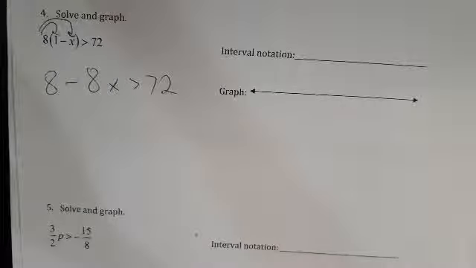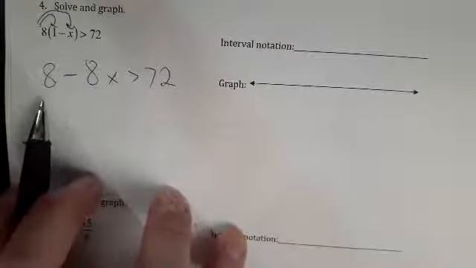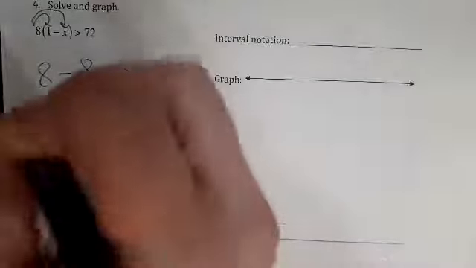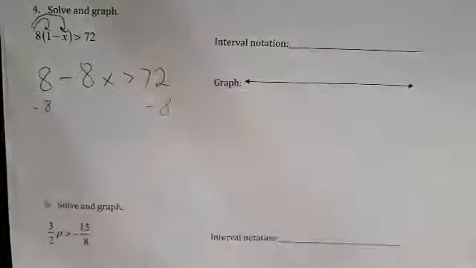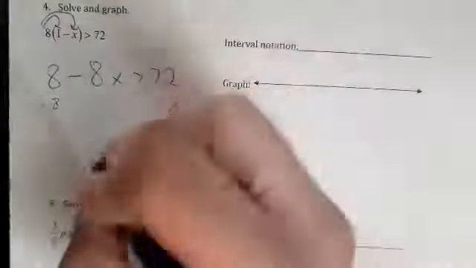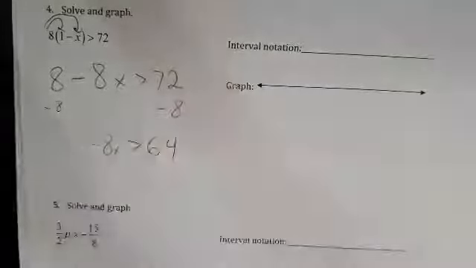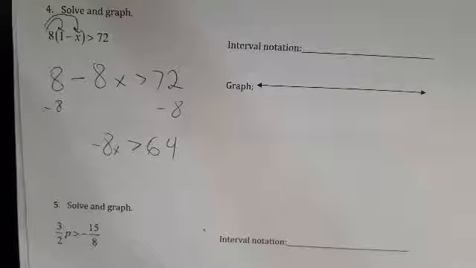So I want to solve this thing for the x variable, get the x variable by itself. I see this minus 8x, and then I see this 8 out here. So I need to do something with this 8, and so I need to subtract 8. And so 72 minus 8 is going to give me what, 64? And so this is a minus 8x. Now I want to think about the sign. Do I need to do anything with the sign? I've just subtracted a number, so that should stay the same. And now I have negative 8x is greater than 64.